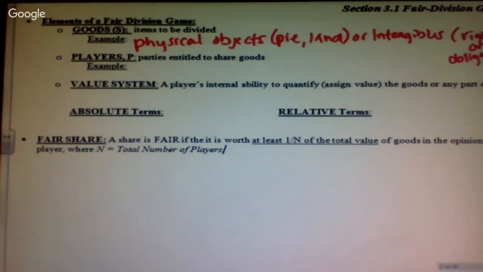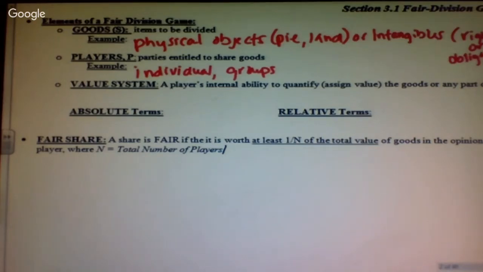We also need players. You need people to split this up. These people can be individual people like you or myself, or we could split this up into groups, schools, institutions, whatever. And then the last thing we need is a value system.